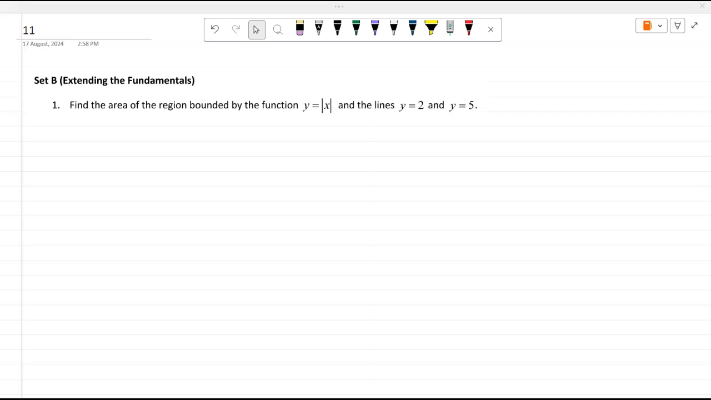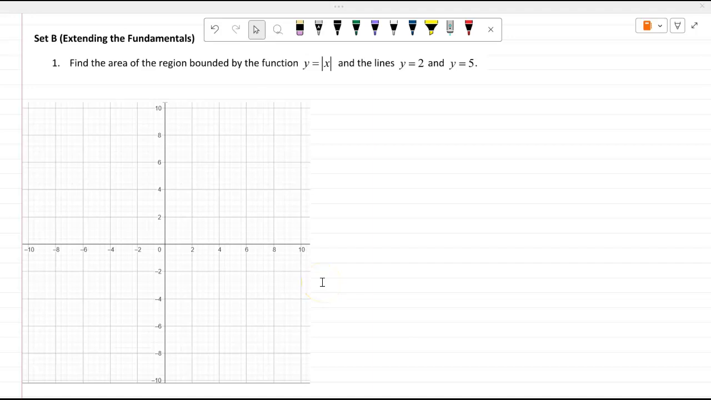Find the area of the region bounded by the function y is equal to modulus x, or absolute value of x, and the lines y is equal to 2 and y is equal to 5. Now, first thing you need, the number of points you need to remember.